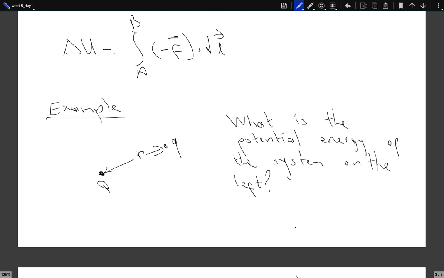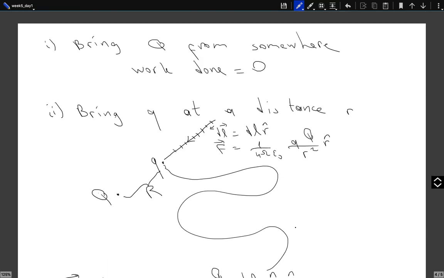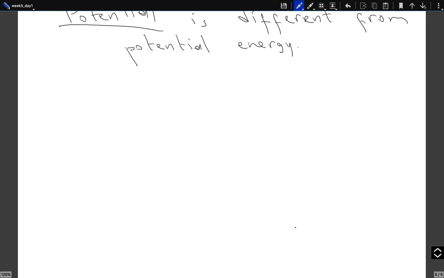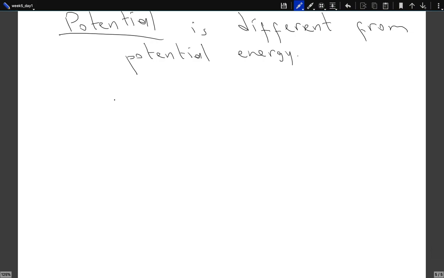When you bring this Q charge at this point, the system has a total potential energy. So we will define the potential as something created by the other charges, by the way. It doesn't have to be a single charge, but you might have a system of charges over here. Now, when you bring this charge Q, you have to do some work. And that work per unit charge Q is what we call the potential. Potential not of the system, but of that point.